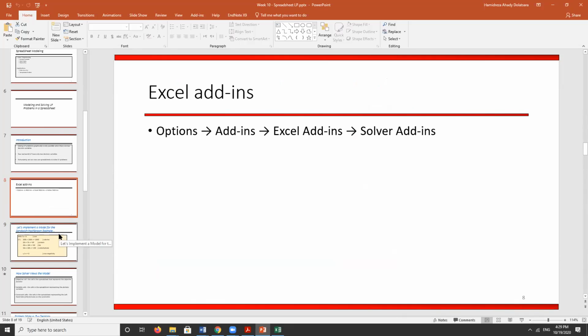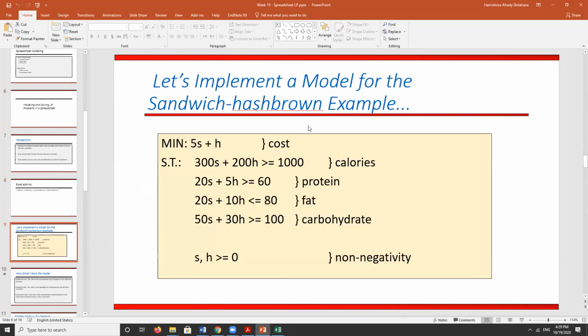Okay, as a sample problem, let's look at the previous problem that we solved in the previous class, the meal plan. So we know the cost of each food. A sandwich costs us $5, a hash brown $1, and we had 5 constraints. 4 of them are about the specification of the food that needs to be delivered. Also, we have a non-negative constraint. That doesn't allow, say, -3 hash browns or -2 sandwiches.